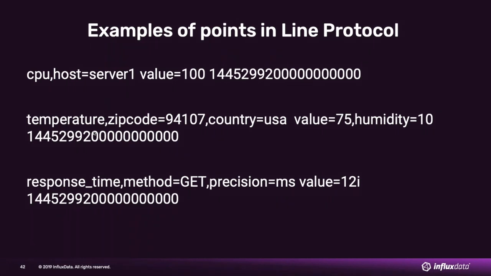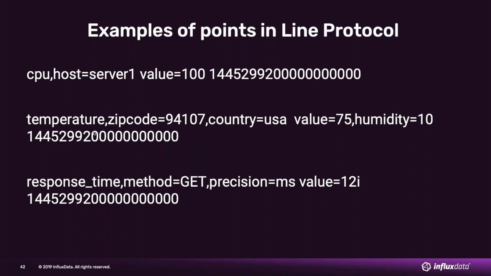So let's look at a few more examples real quick of what that line protocol looks like. In this first case, we're measuring the CPU on a host, which is on server 1, and we're getting that value of 100, and that's the timestamp. We know exactly when it happened.